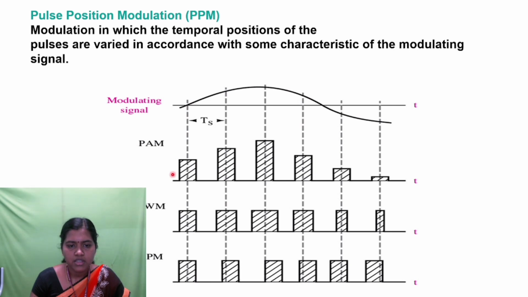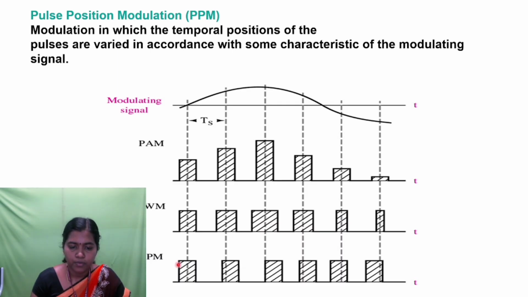If you see, this is the pulse amplitude modulated signal. Okay, so pulse amplitude modulated. Here we have different amplitudes; the amplitudes are getting varied. For pulse width modulation, the amplitudes are constant, but you have variable width. Okay. So the third one is pulse position modulation.